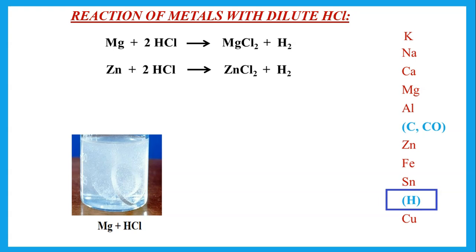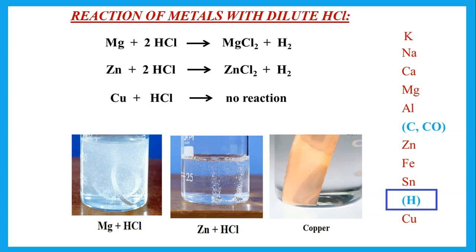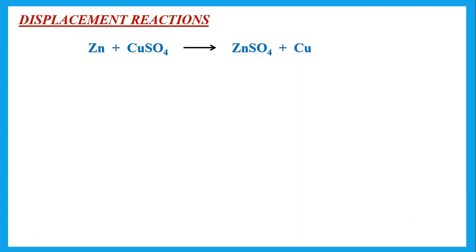So if I'm comparing magnesium to zinc, for example, you should realize that magnesium is more reactive than zinc, so the bubbles in magnesium will be more than those in zinc. Now, copper is below hydrogen in the reactivity series. It is less reactive than hydrogen, and therefore it will not react with water or with acid. So if we put a piece of copper in water, no bubbles, no reaction, no change.